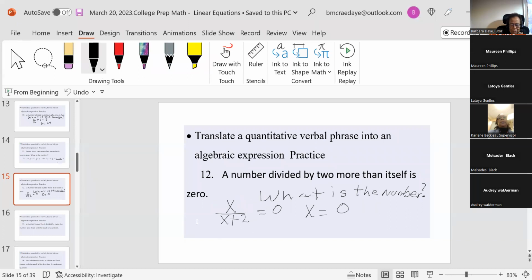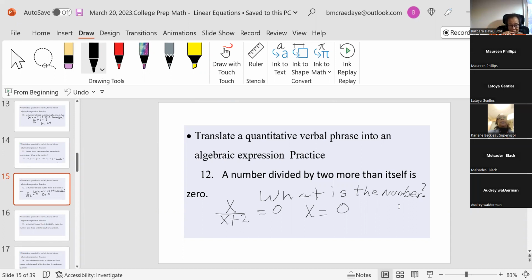But at this point, if you multiply both sides of this equation by X plus 2, you get X on the left and you get 0 on the right. So X is 0. And 0 divided by 2 is 0. 0 divided by a number is 0.